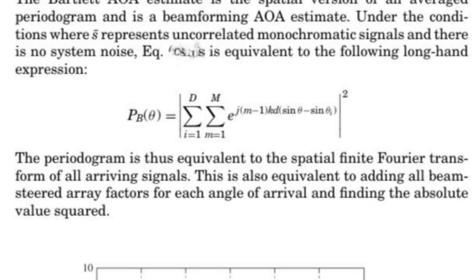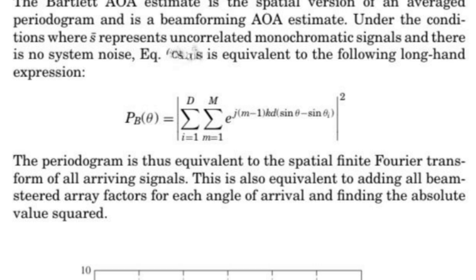Now this periodogram is equivalent to the spatial finite Fourier transform of all arriving signals. So if you are calculating the Fourier transform, especially the spatial finite Fourier transform for all the arriving signals, that is equivalent to this periodogram. This is also equivalent to adding all beam steered array vectors for each angle of arrival and finding the absolute value squared.